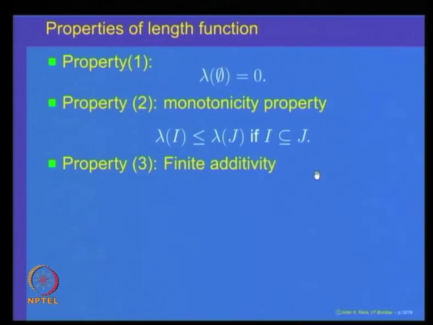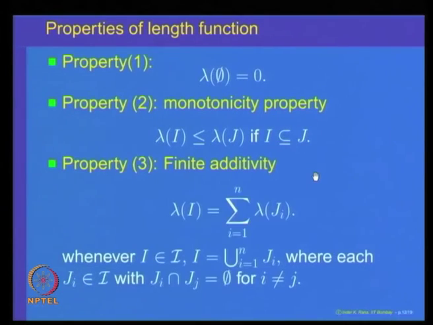We want whenever an interval I is a disjoint union of some other intervals, then the length of I should be the summation of the lengths of the j's. So, what we are saying is, if an interval I is written as a finite union of intervals j_i, i from 1 to n, where these j_i's are pairwise disjoint, then we want the length of I to be equal to the summation of the lengths of the j_i's. That is going to be called the finite additivity property.